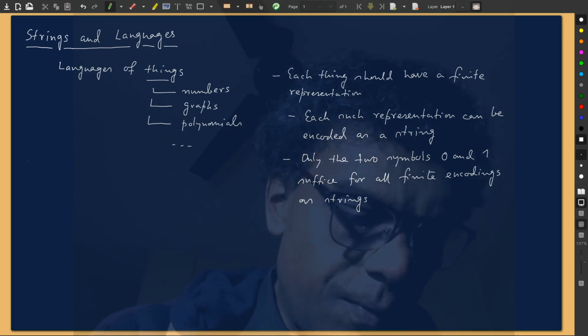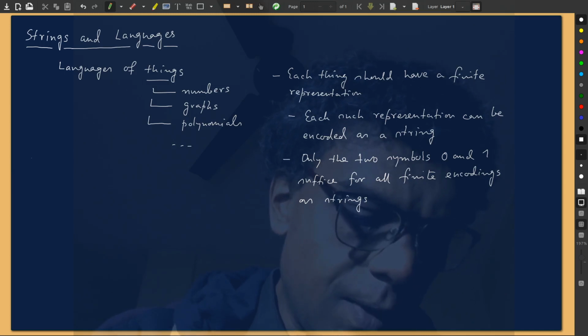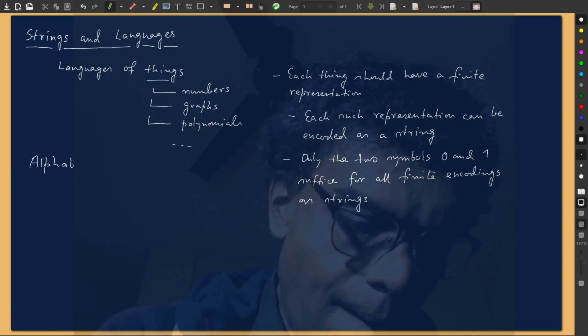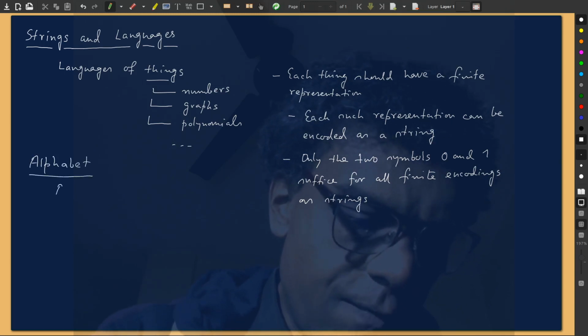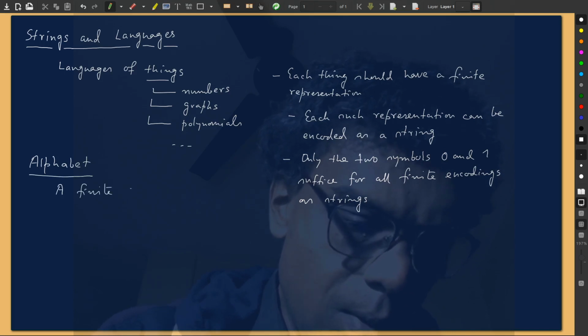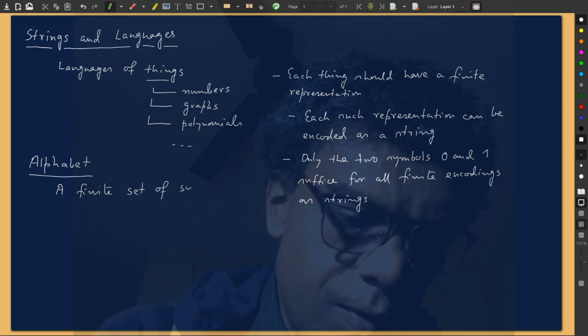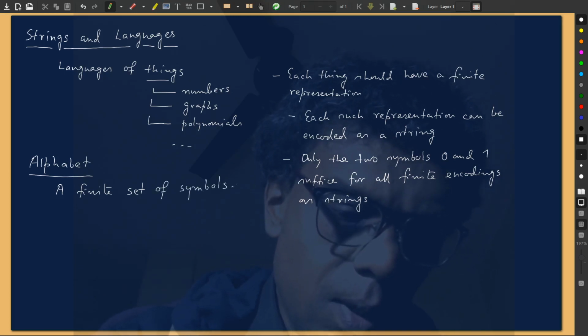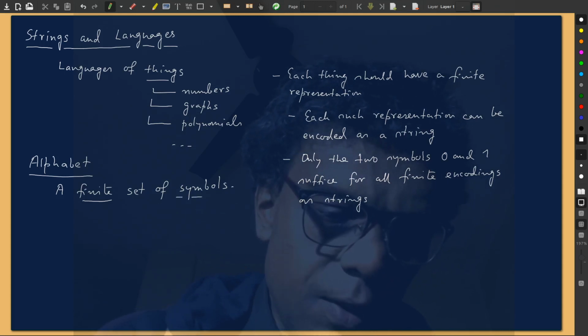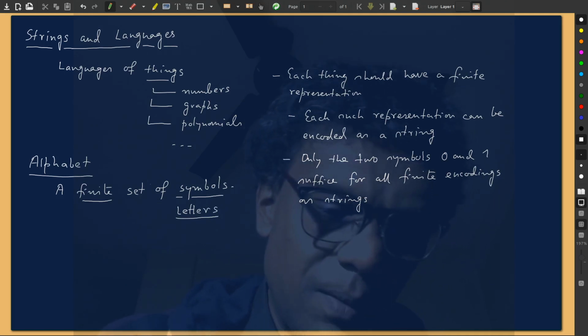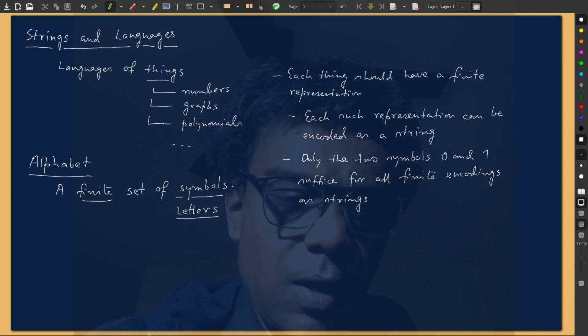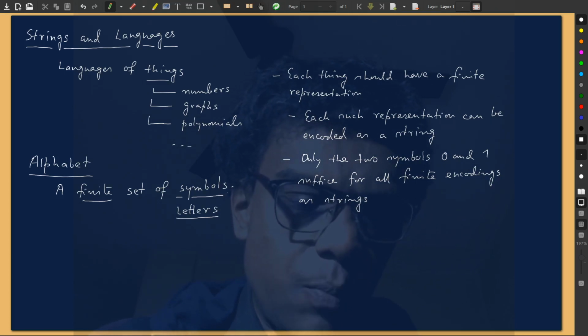So I start with the definition of strings, or maybe a string is defined over something called an alphabet. This is defined as a finite set of symbols. So it's important to note that we demand this to be finite, and the elements are called symbols. You may also call them letters, but the elements of an alphabet cannot be called alphabets themselves. Okay. So these are basically the symbols of which the strings will be composed.